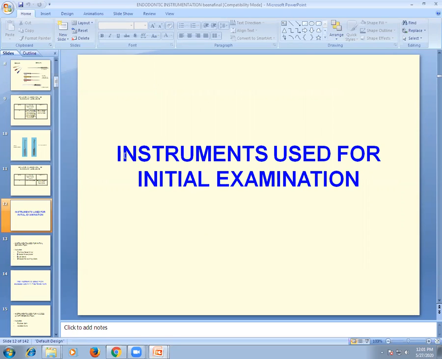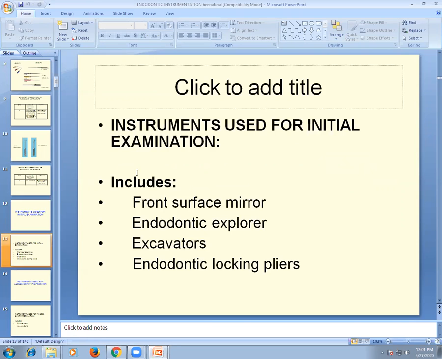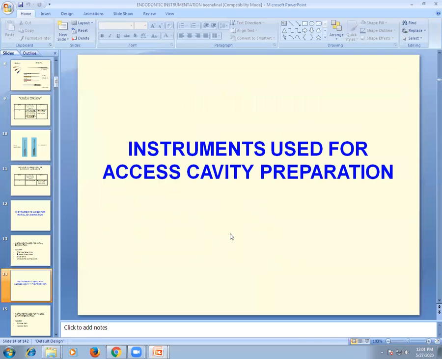Now, when we start the root canal procedures, what are the various instruments used for the initial examination? Okay, this includes the mirror, front surface mirror, endodontic explorer, excavators, and endodontic locking pliers. So these are the instruments used for initial examination: mirror, explorer, excavators, and pliers.